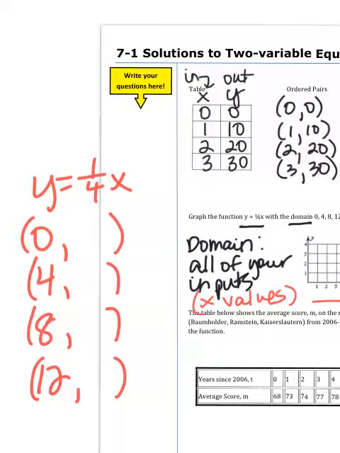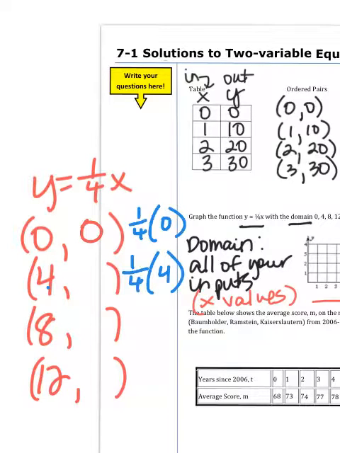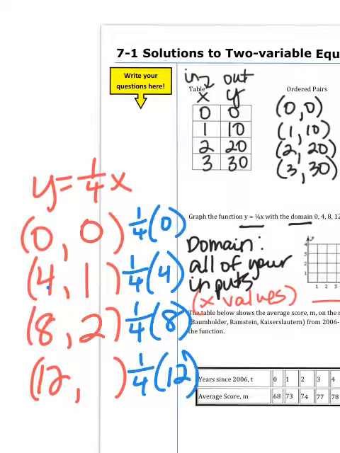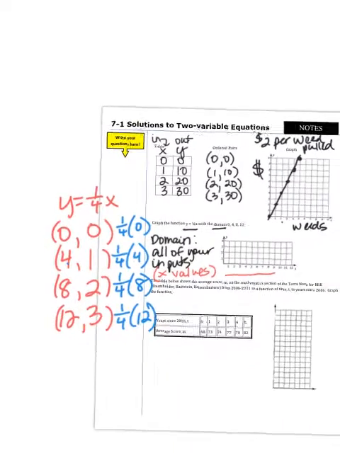So I'm just multiplying. So for this output, I have 1/4 times 0, which is just 0. For this one, I have 1/4 times, my input this time is 4. And 1/4 of 4 is 1. Next one, I have 1/4, and my input this time is 8, which is 1 times 8 divided by 4, which gives me 2. And for this one, I have 1/4 times 12, which is 3.